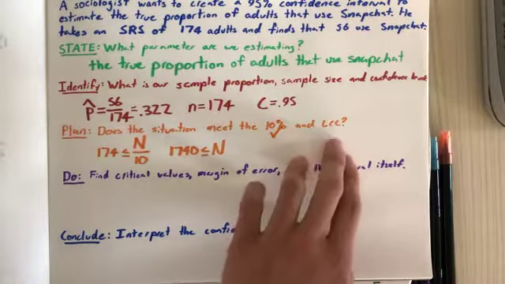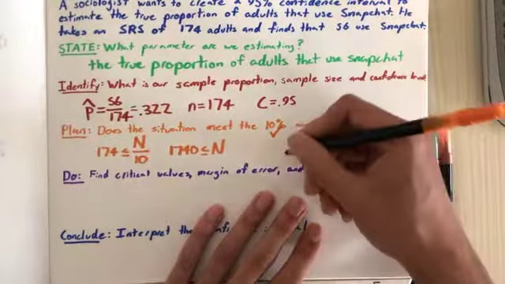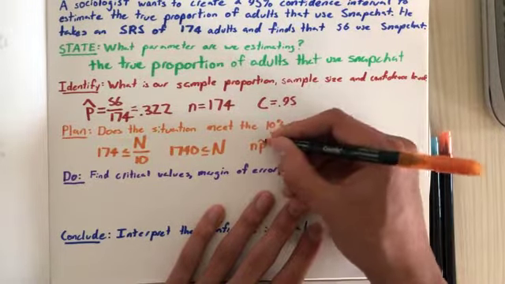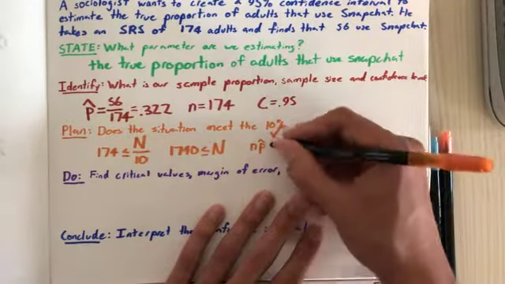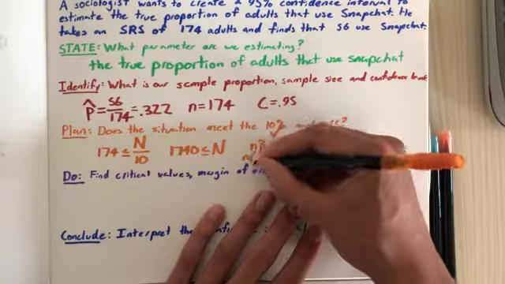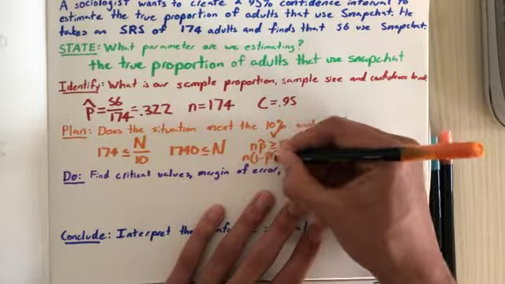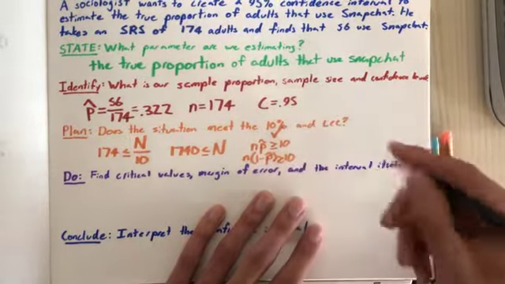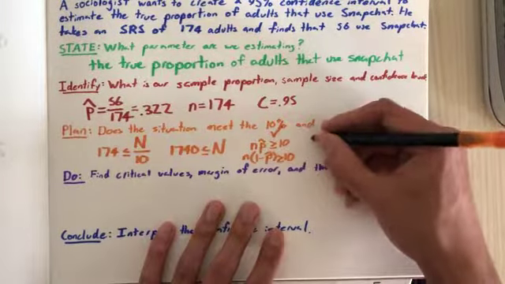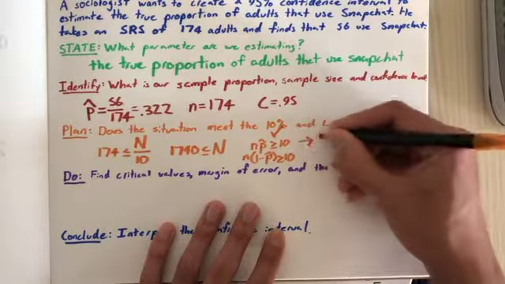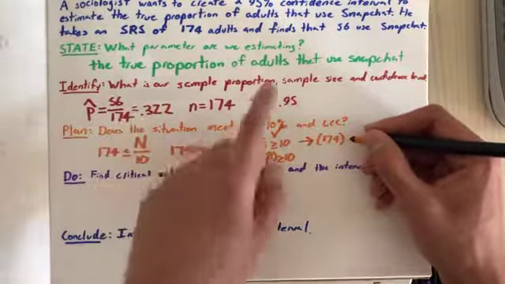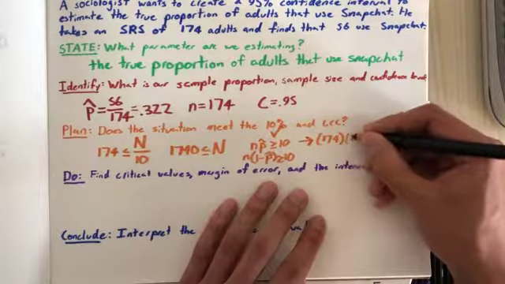The second thing we need to do is check the large counts condition. That says, remember, that n times p, well, n times p hat in this case, so our sample size times our sample proportion, has to be greater than or equal to 10. And then n times 1 minus p hat also has to be greater than or equal to 10. Okay, so we do n times p hat. Our n is 174. Our p hat is 0.322.